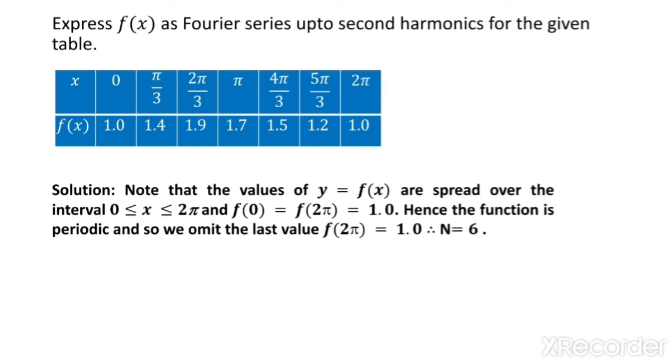Okay. So the values of y equal to f of x are spread over the interval 0 less than x less than or equal to 2 pi. So you can see that f of 0 is f of 2 pi equal to 1.0. It's a periodic function, the value repeats at the end, and the repeated value you are supposed to exclude. Hence the function is periodic, so we'll exclude the last value. Hence the value of n, when you count from 0, 1, 2, 3, 4, 5, excluding the last 2 pi value, will be 6.